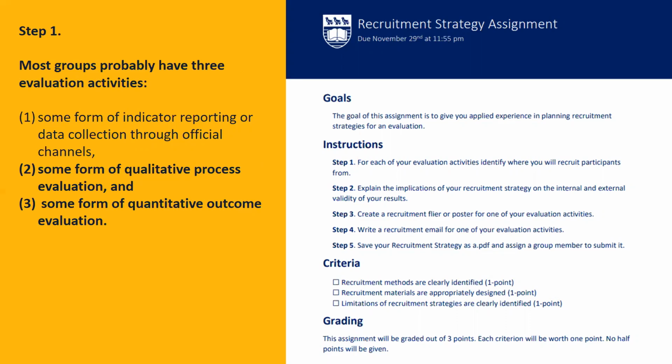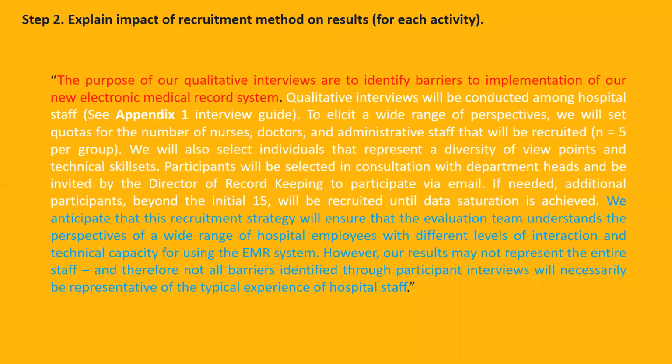Another activity that a lot of groups may be doing, if they're doing any sort of impact evaluation, will be relying on secondary government data, such as health records. In that case, it's important to recognize that it is secondary data. You don't need to describe a recruitment strategy for that. You just need to identify the data source when you discuss your analytic plan. So for the recruitment strategy, all we're looking for is the qualitative process evaluation and the quantitative outcome evaluation. How are you going to recruit people? Then, as you do that, we want you to explain how that recruitment impacts your results.